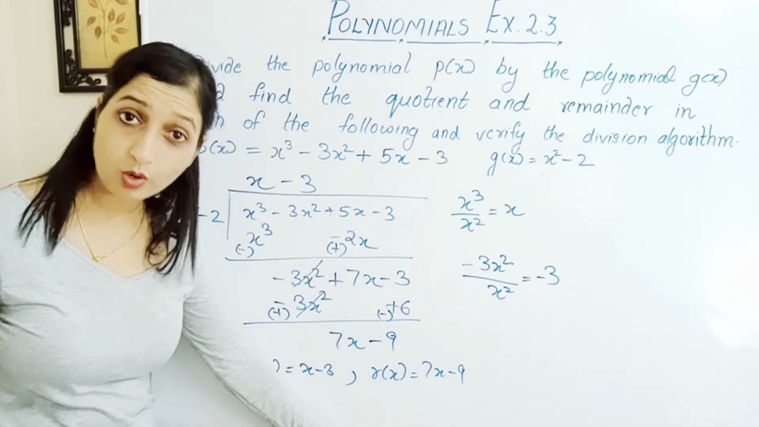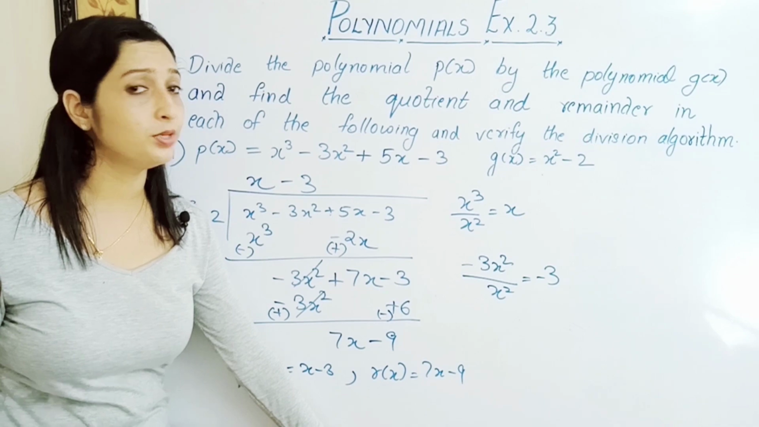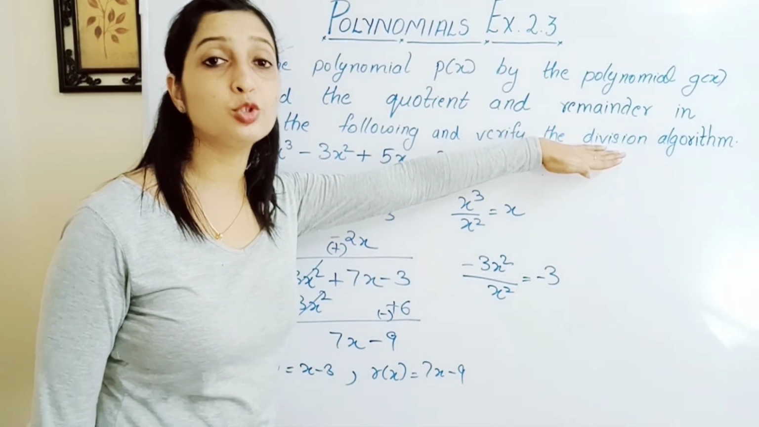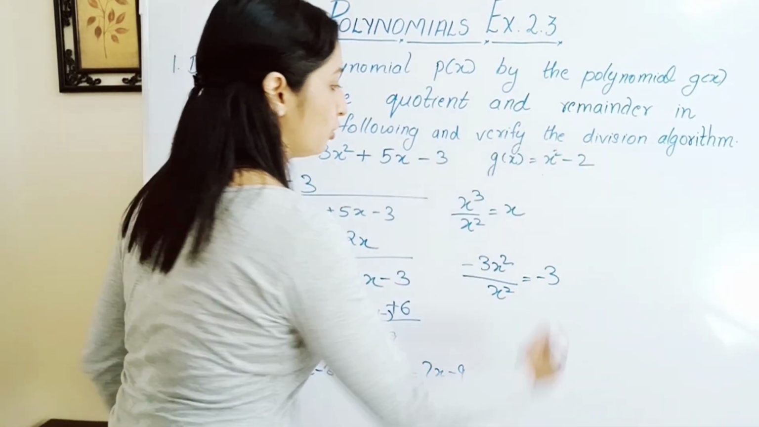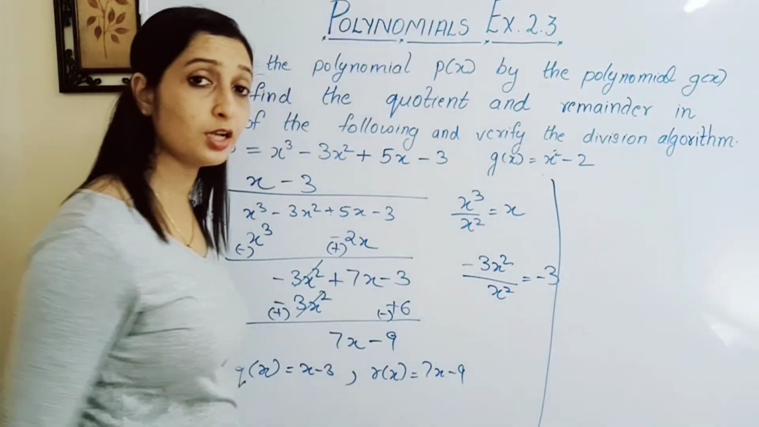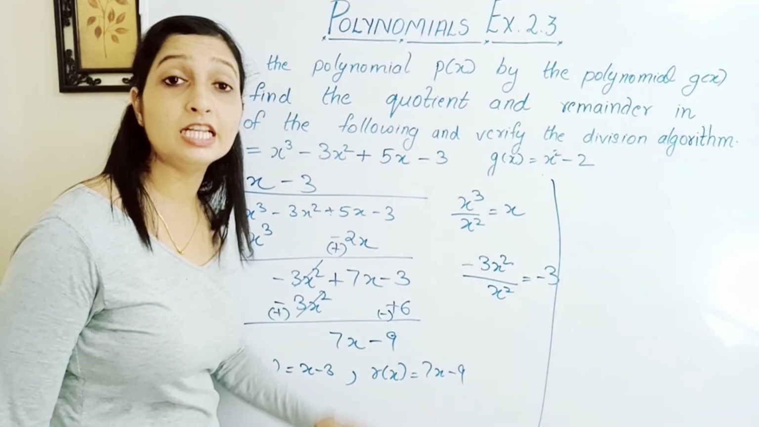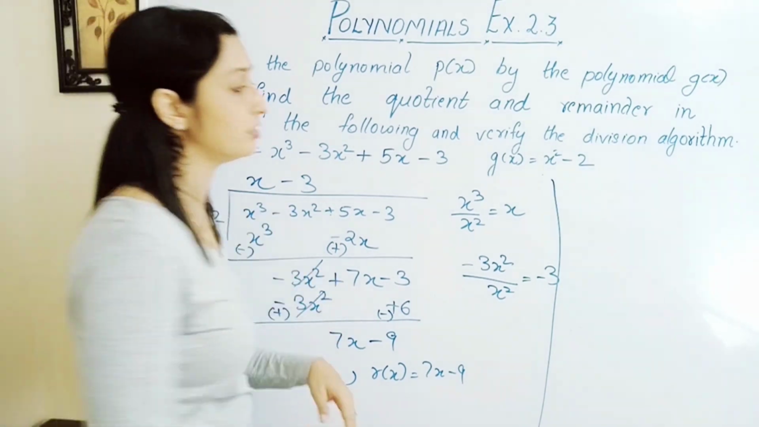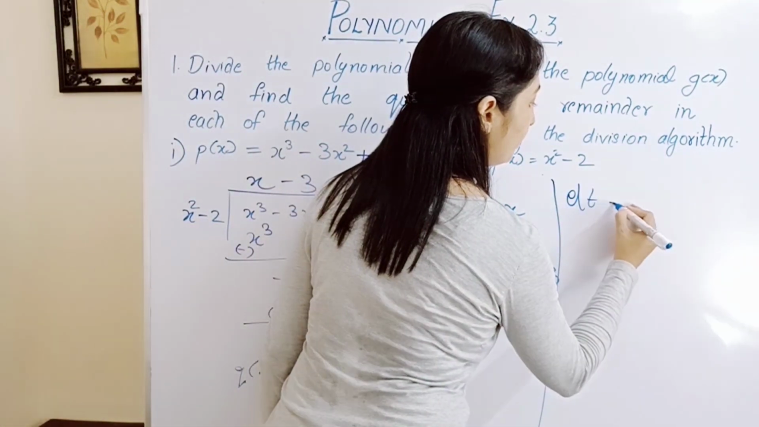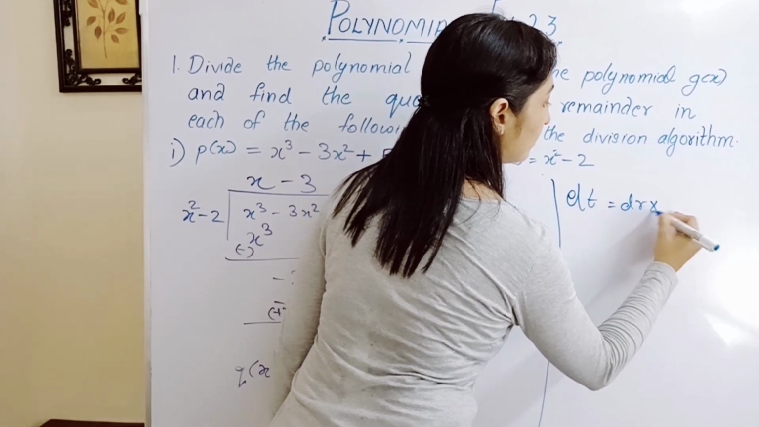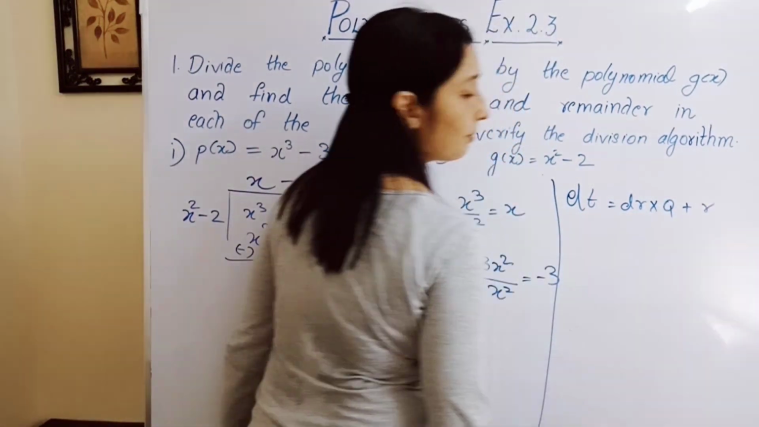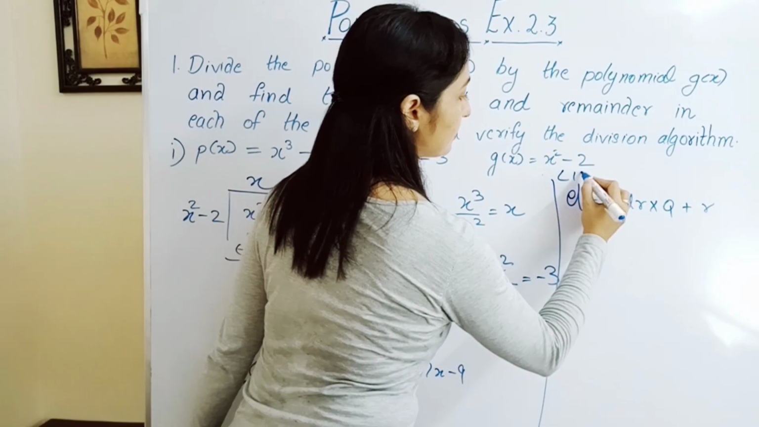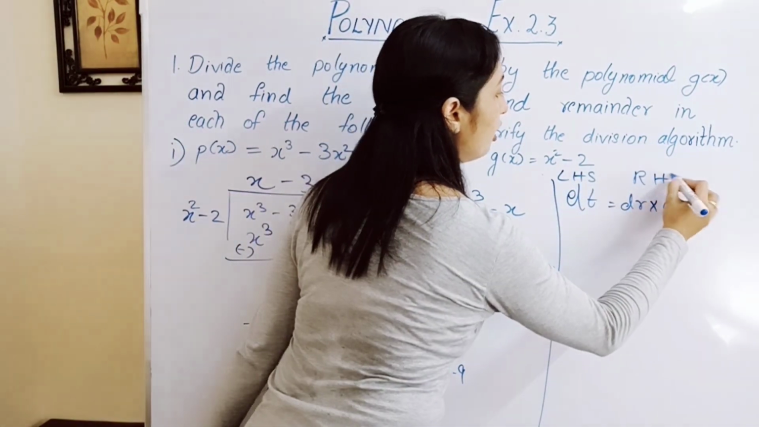Now, we are not over with the question. There is one more part to be verified. We need to verify the division algorithm. So, let's verify the division algorithm. What is the division algorithm? Dividend equals quotient into divisor plus remainder. So, let's write it here: dividend equals divisor into quotient plus remainder. Let's write this as LHS and this as our RHS.